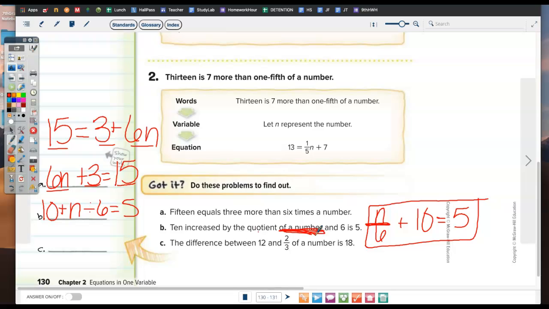Okay. And then C, the difference between 12 and 2/3 of a number. This is kind of like that quotient one. How do I write the difference between 12 and 2/3 of a number?